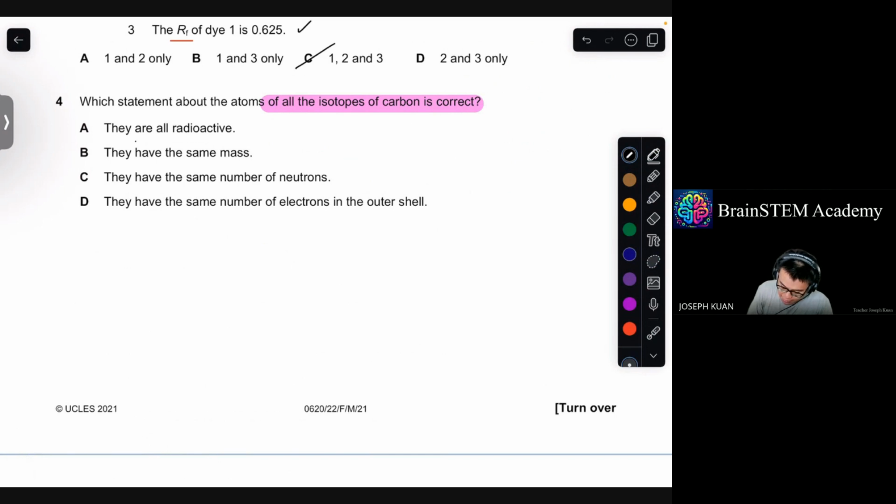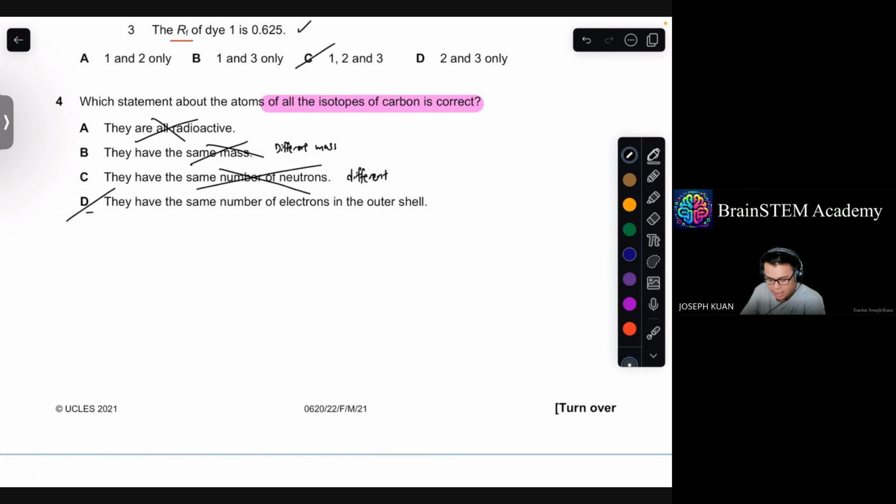Not all of them are radioactive, so A is wrong. They have the same mass? No. In fact, isotopes of the same element have different masses due to having different nucleon numbers. So different mass. And then C, they have the same number of neutrons? No, because isotopes actually have different numbers of neutrons. So the only possible answer is D.